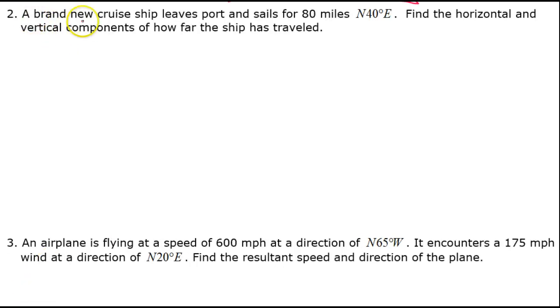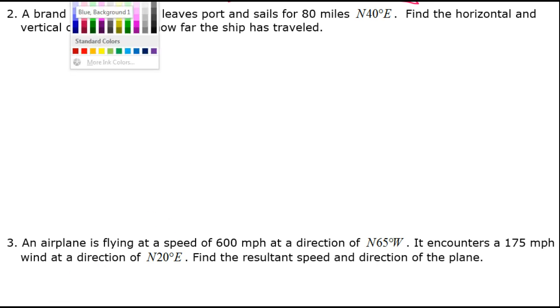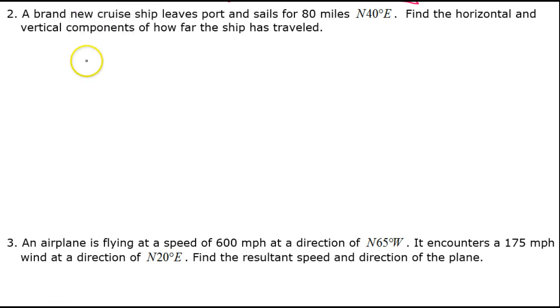Problem number 2. A brand new cruise ship leaves port and sails for 80 miles north 40 degrees east. Find the horizontal and vertical components of how far the ship has traveled. Let's draw ourselves a diagram. Okay, so here is the compass rose, north, south, east, and west.